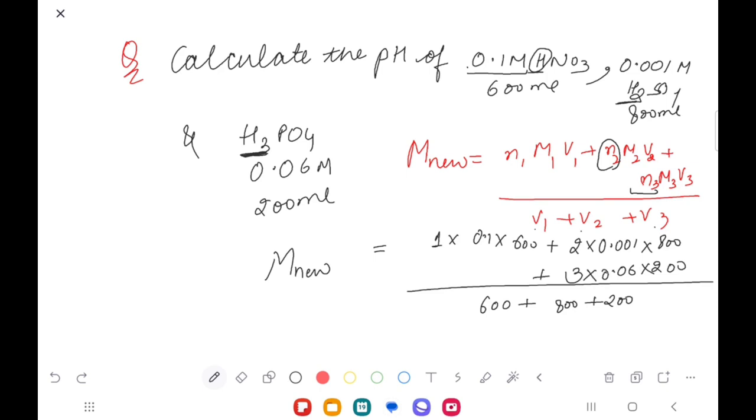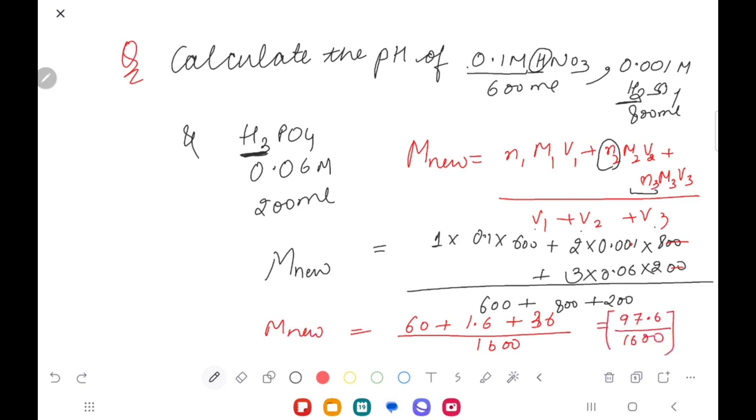So this is going to be the new concentration. This is going to give me 60 plus this is going to give me 1600 into this. So it's going to give me 1.6 because two zeros brings this right here. And plus this is going to give me 12 times 3, 36, over 1600. So for me it is going to become 97.6 over 1600. And you can divide this value and tell me the new concentration. 0.057. So this is my new concentration of H plus.